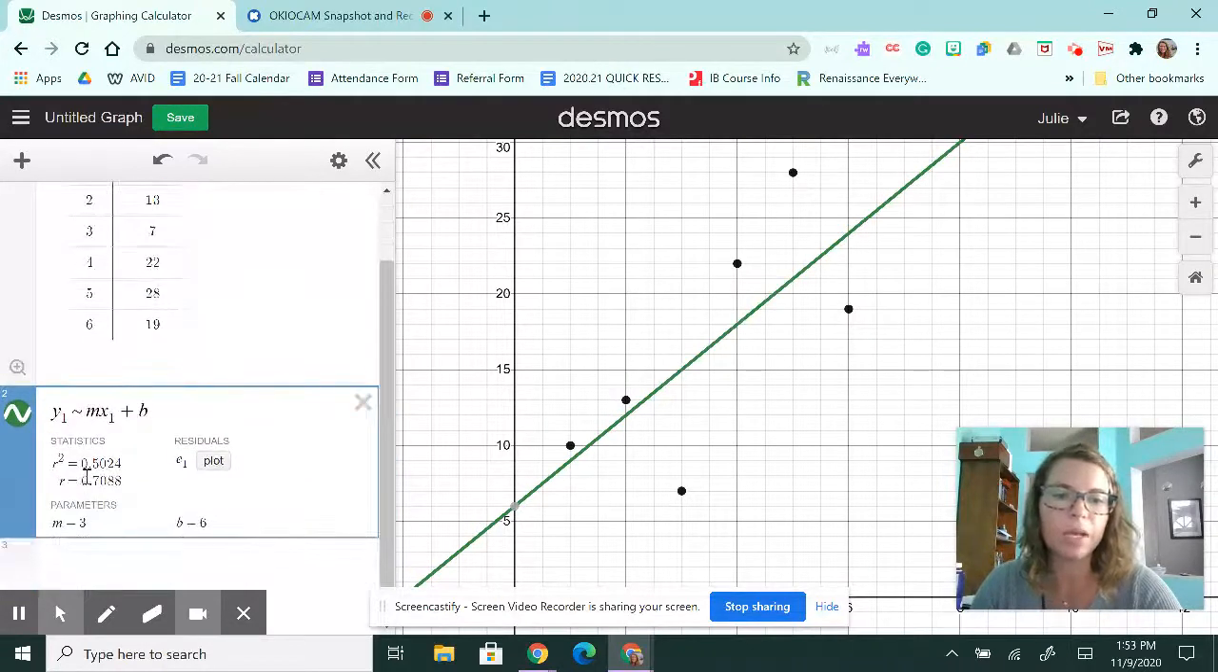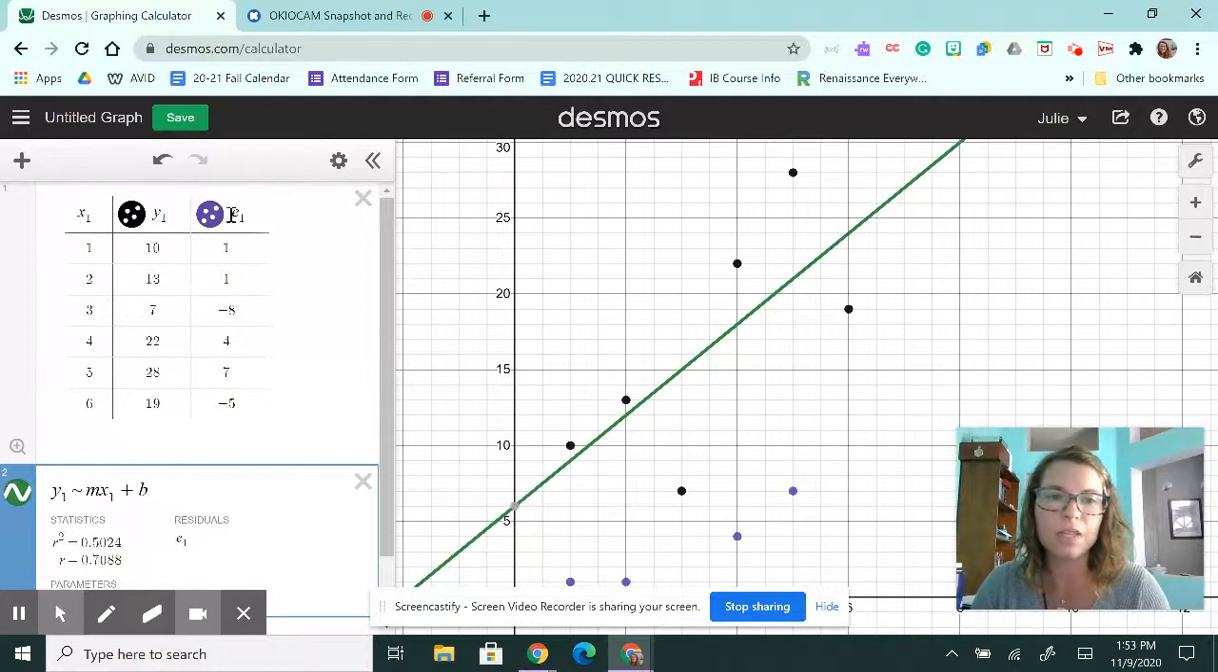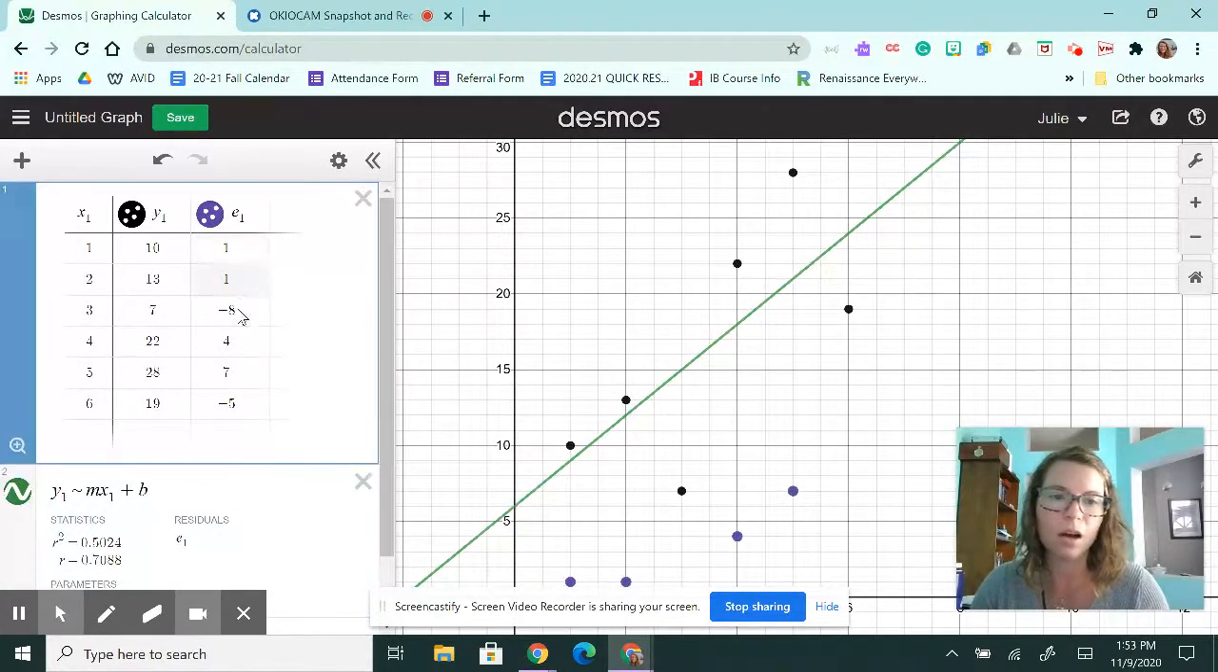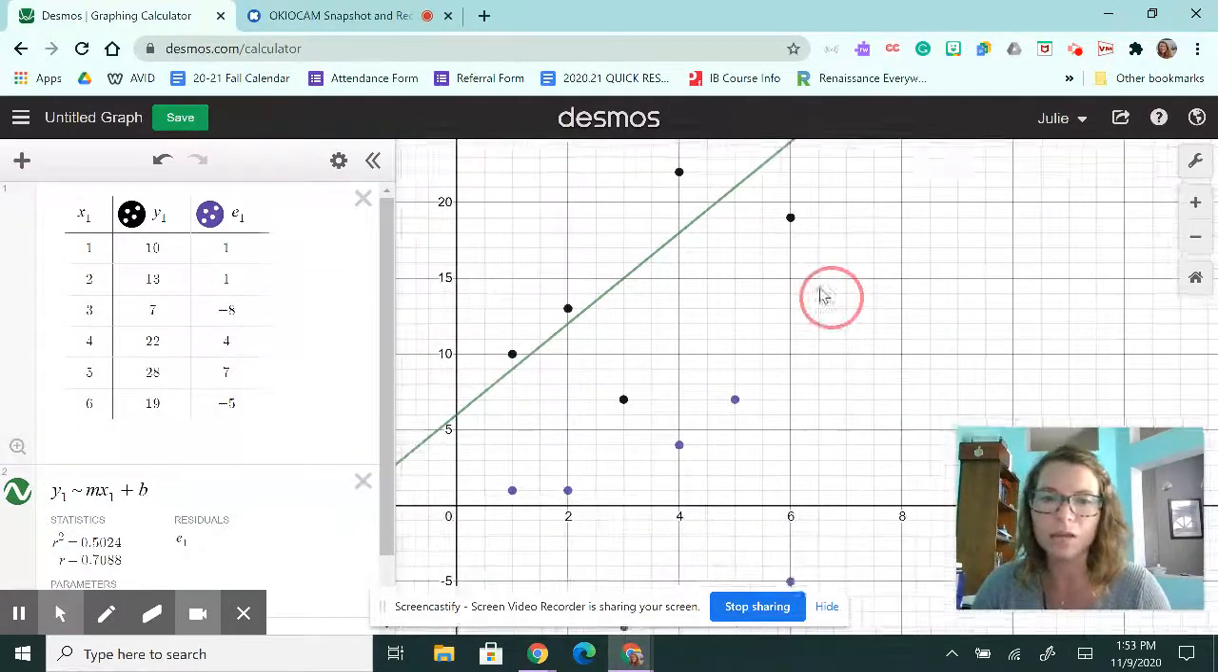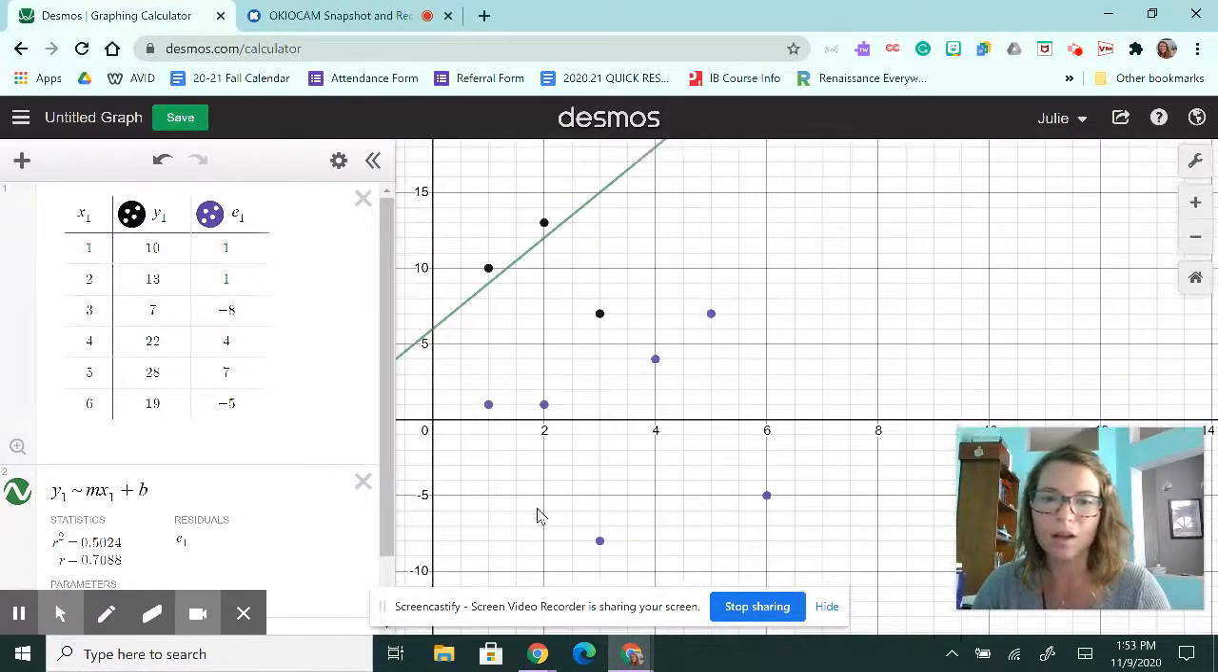And what you might notice, again, we got our correlation coefficient, our 3 and our 6, right? Remember our equation is y equals 3x plus 6. Notice it says residuals. Let's go ahead and press that plot button. Notice what happens. Okay, couple things happen. You got this E1 column here. Those are our residual values that should match our table. Also, notice it plots our residual plot. So this looks identical to what we just did by hand.